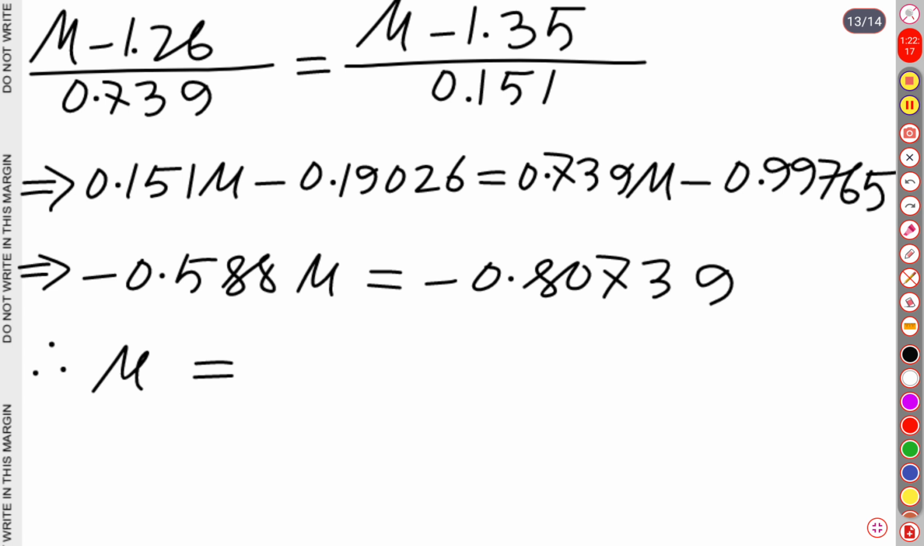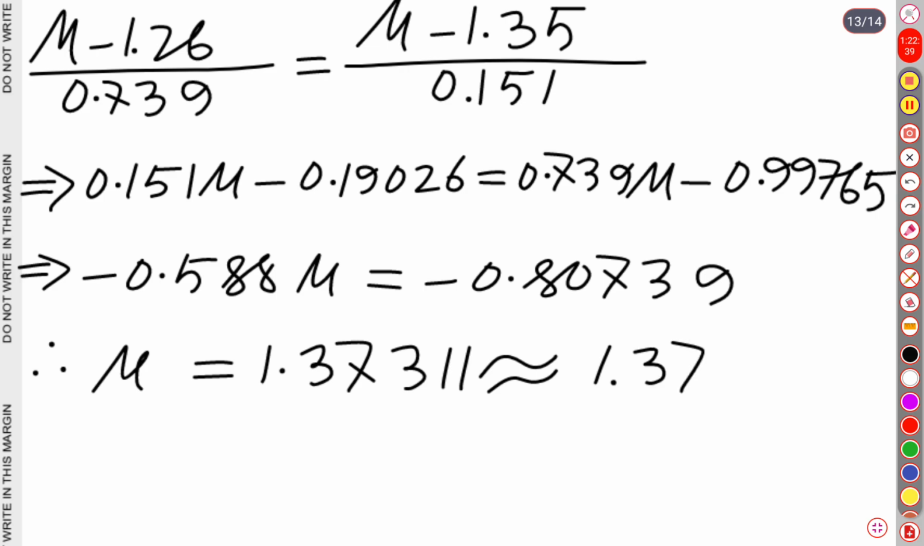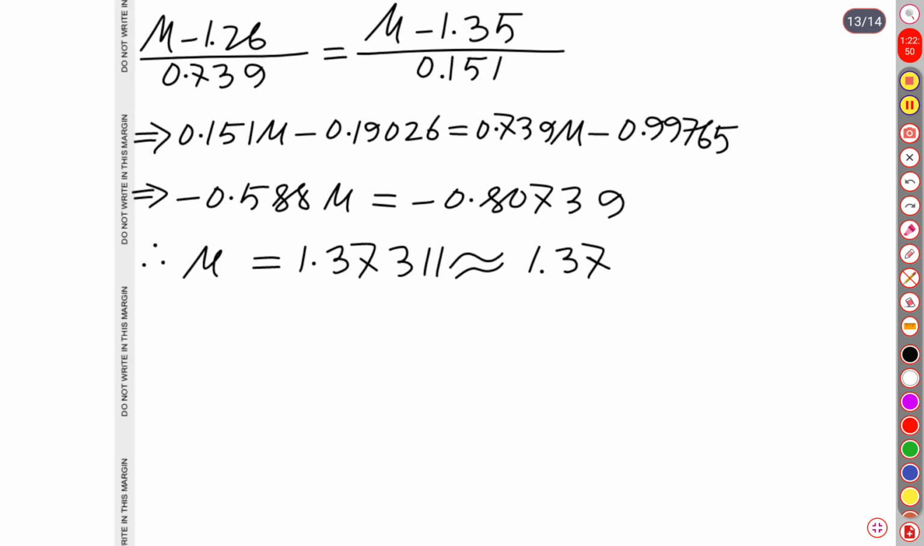Hence our mu is going to be, if we divide 0.80739 by 0.588, it is going to be 1.37311. If we write three significant figures, it is going to be 1.37. 1.37 is the value of mu. Then, applying the value of mu, we can find the value of sigma.